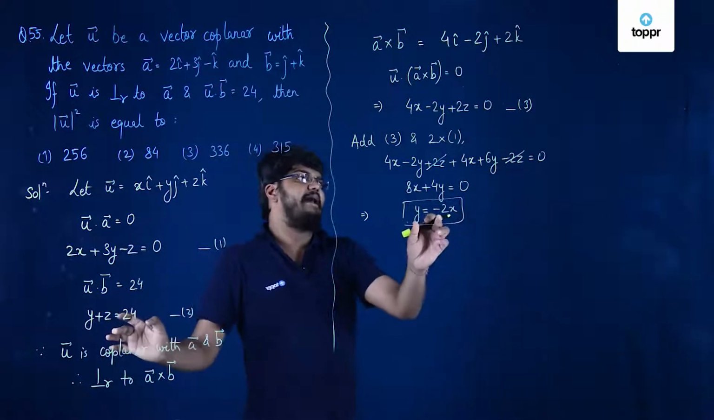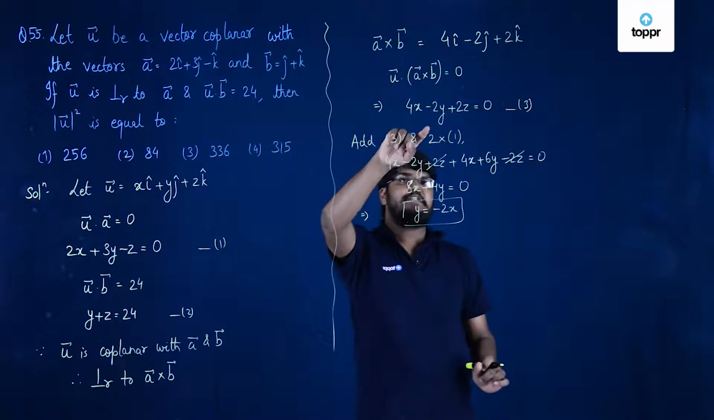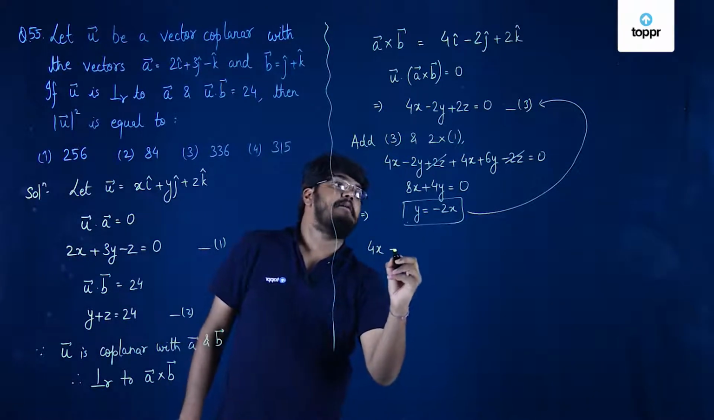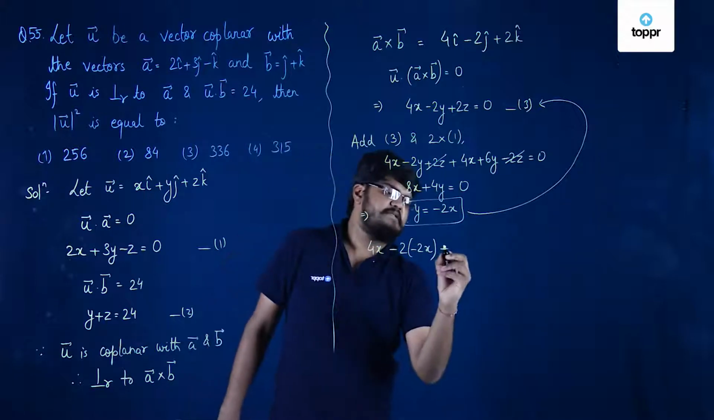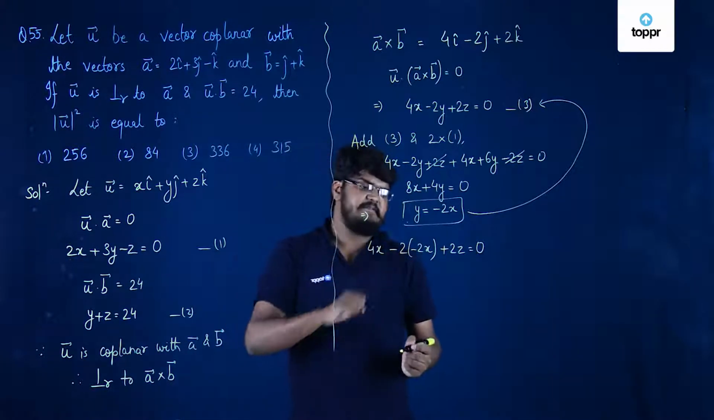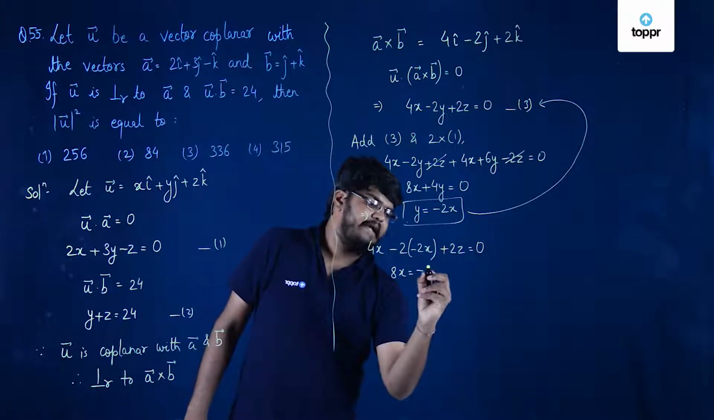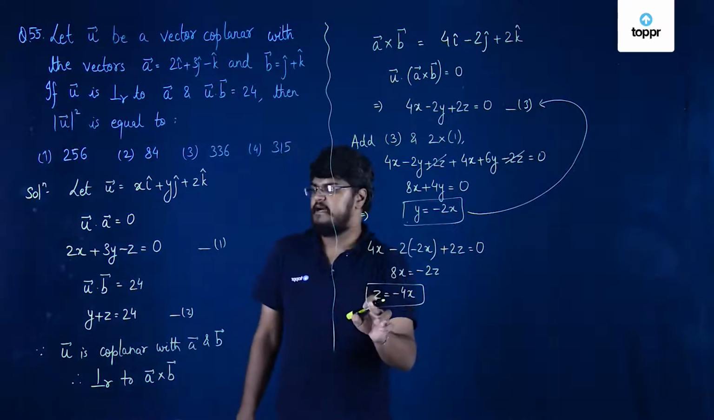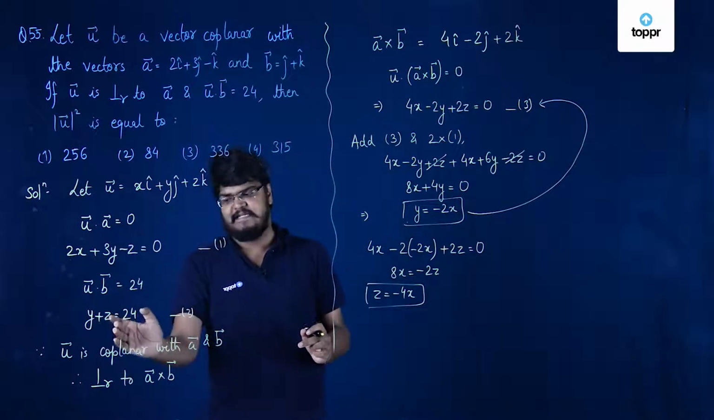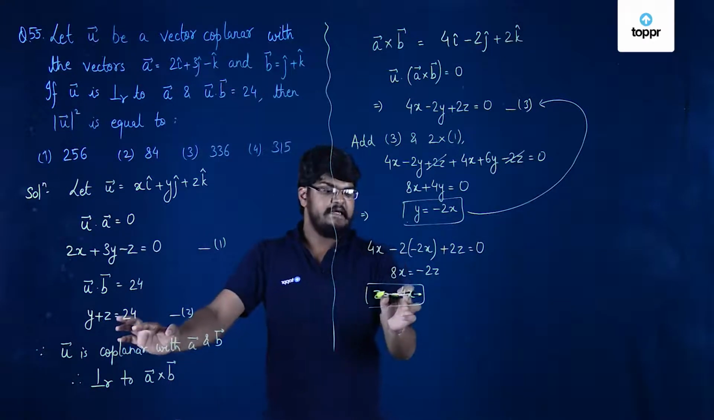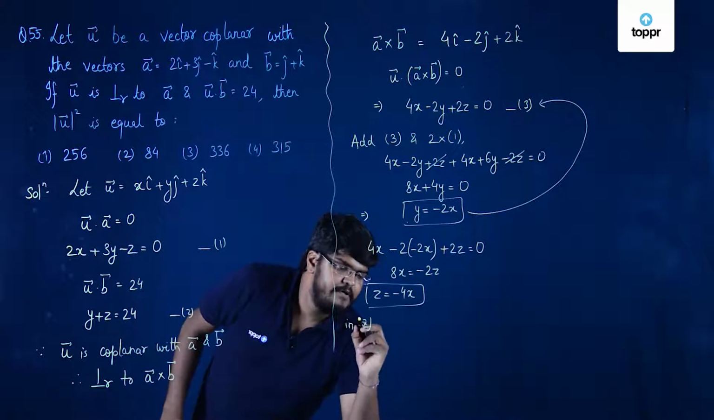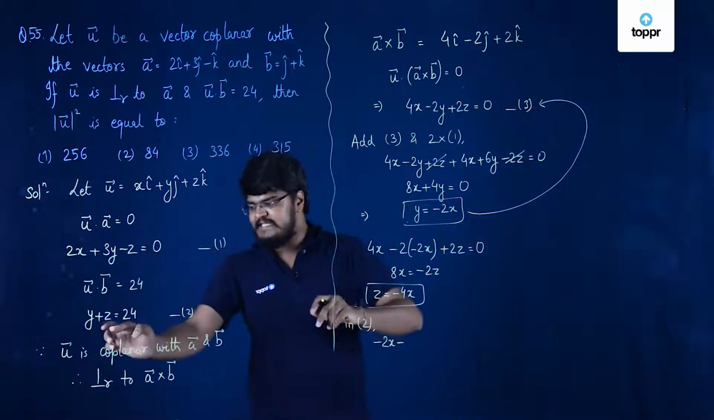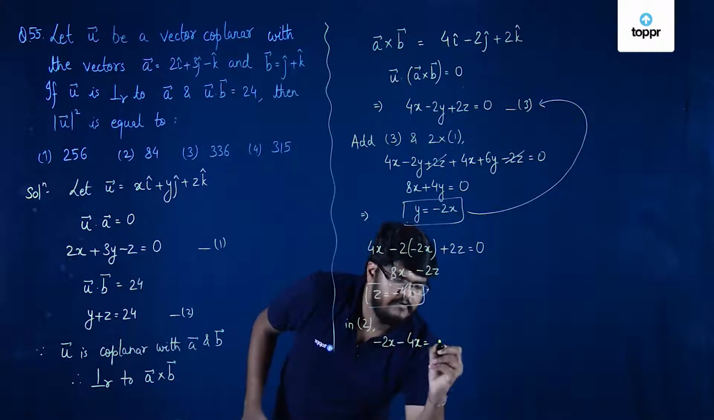Now we put this minus 2x in equation 3. We get 4x minus 2 times minus 2x plus 2z is equal to 0. This makes 8x equal to minus 2z, or z is equal to minus 4x. Now we have y and z in terms of x, and we already have an equation in y and z. So in equation 2 we substitute: minus 2x in place of y, plus z which is minus 4x, equals 24.